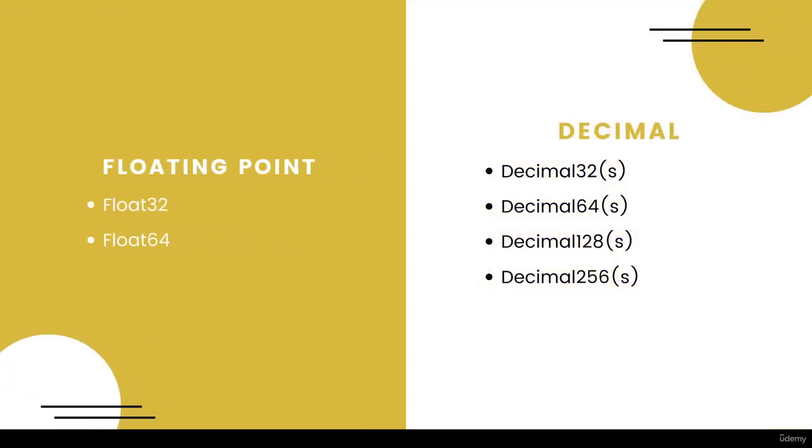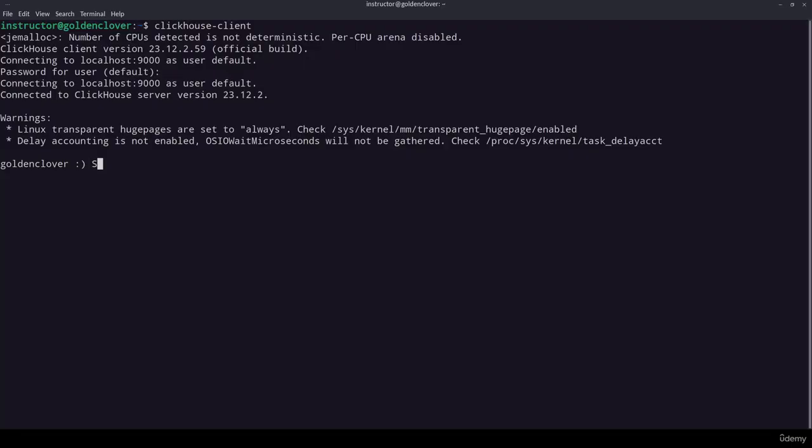Let us now move on to the float data type. Floats are fractional numbers and have a floating decimal point, and hence the name. Computations with floating point numbers are prone to rounding errors. ClickHouse supports both 64-bit and 32-bit floating point numbers. In this example, let us convert an integer to a 32-bit floating point number.